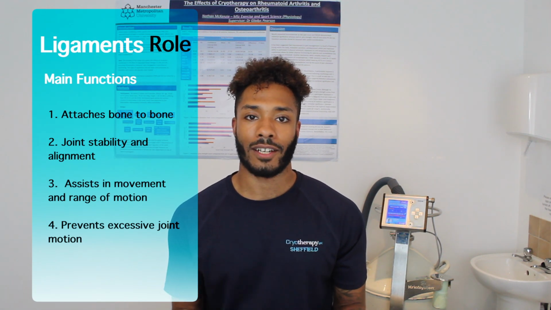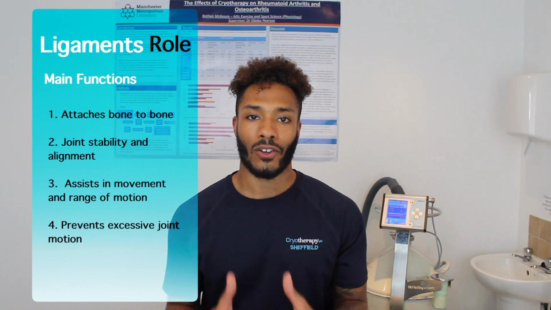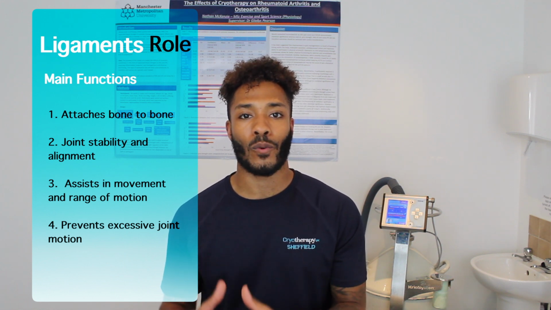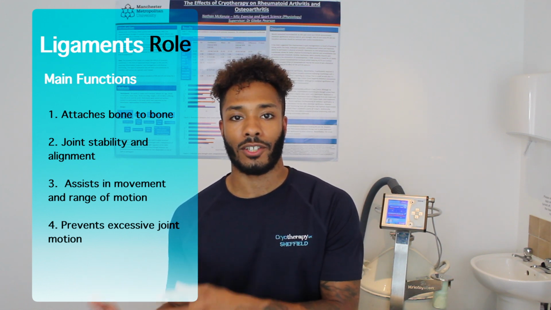In order to understand how sprains occur, we've first got to understand what a ligament is. A ligament is a soft connective tissue within the body made up of collagen fibers which allows two bones to attach together, so it attaches a bone to a bone. Its other functions are joint stability and keeping alignment, helping guide range of motion and movement, and also stopping excessive unwanted motion within the joint.